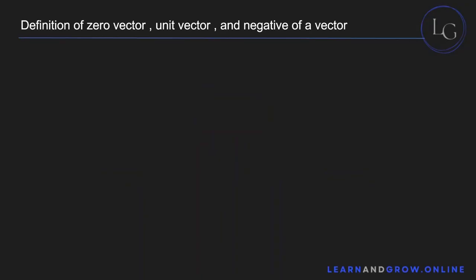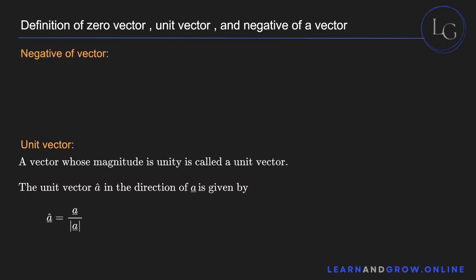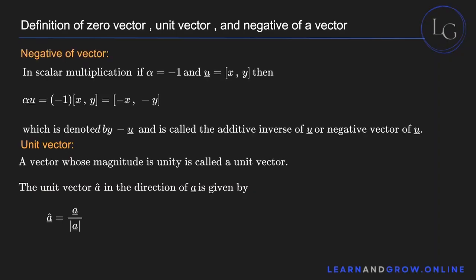Now let's discuss the definition of a zero vector, a unit vector, and a negative vector. First, let's discuss the negative vector, because to understand what a zero vector is, you must first understand what a negative of a vector is. So the negative of a vector is basically any vector u, multiplied with a scalar -1, we'll call that alpha. So alpha u will basically give you the negative of the vector u.